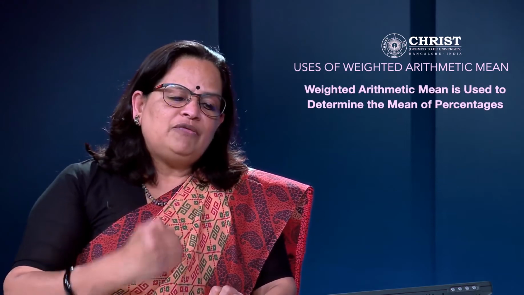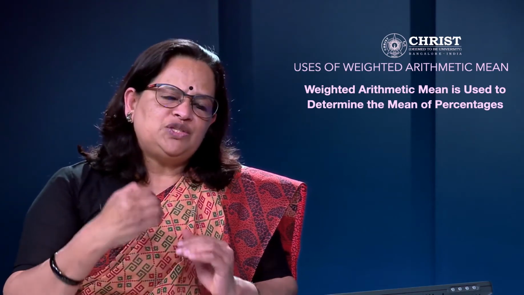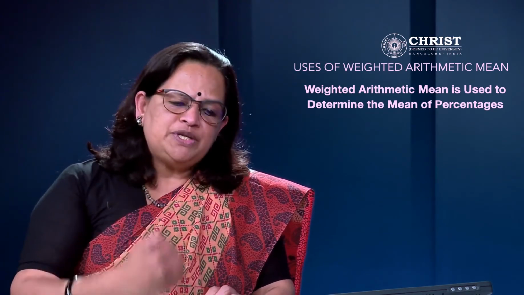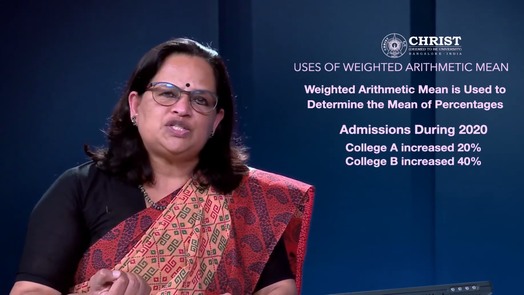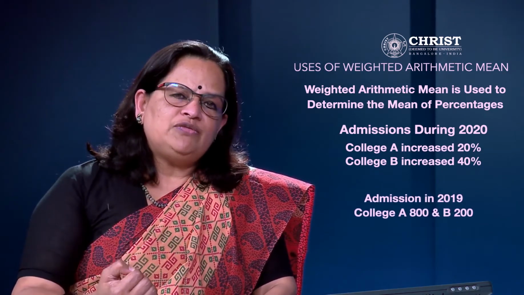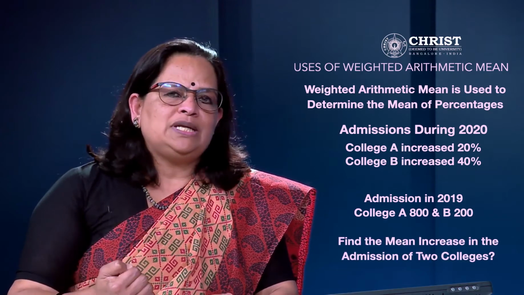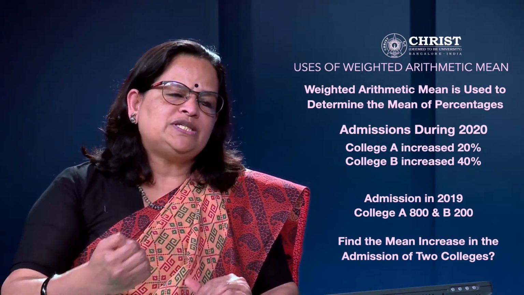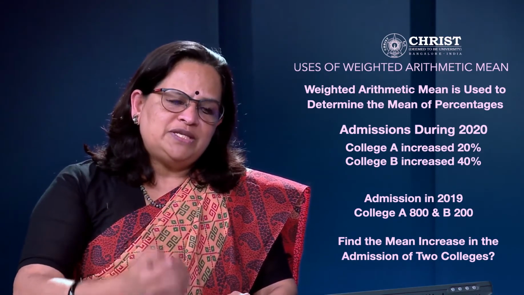Now, the second use of weighted arithmetic mean: it is used to describe the mean of percentages. So the first advantage we have learned, now the second one. One problem: admissions during 2020 to 2 colleges increased by 20% and 40% respectively compared to that of 2019. If the admissions in 2019 were 800 and 200 respectively, find the mean increase in the admission of the 2 colleges. This information will be helpful for universities or colleges for taking their decisions regarding admissions. So we can calculate using the weighted arithmetic mean.